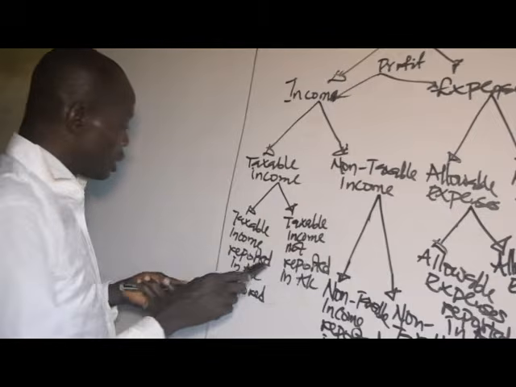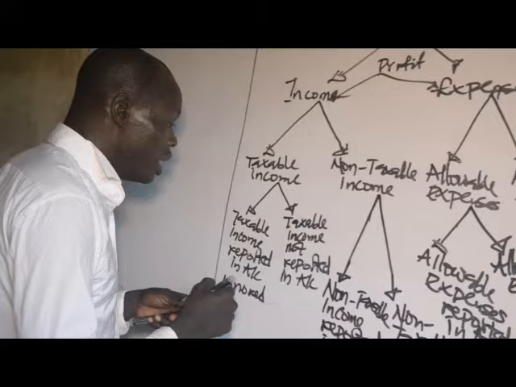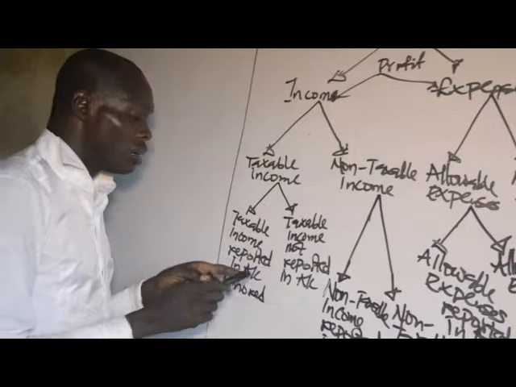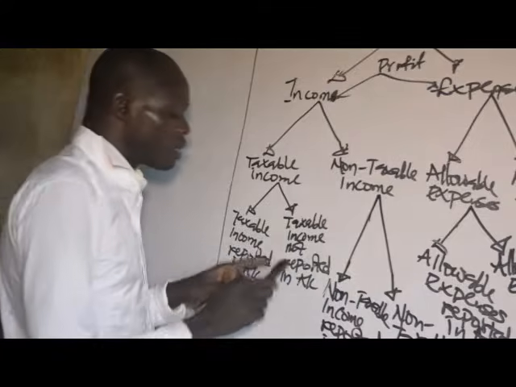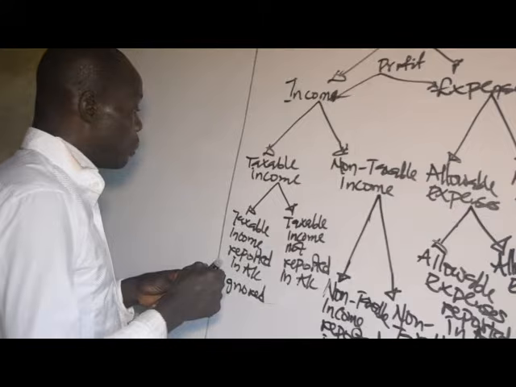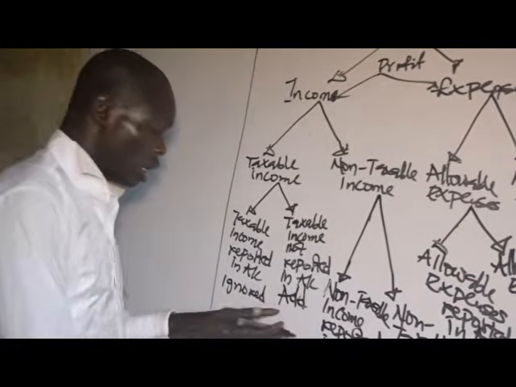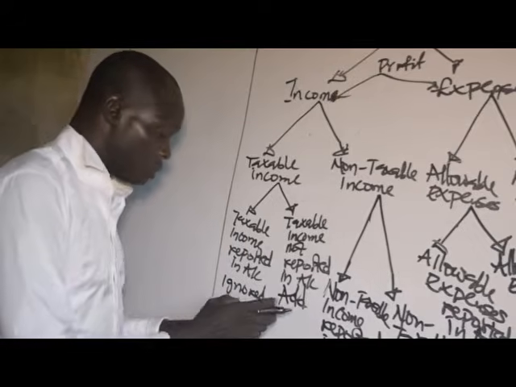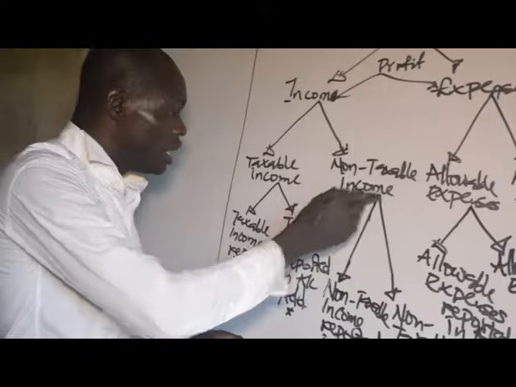Then taxable income not reported. This income is taxable in the hands of the recipient, and it has not formed part of the net profit figure. So since it is taxable, when you are computing your tax, you are going to add this to your net profit. It should be added.